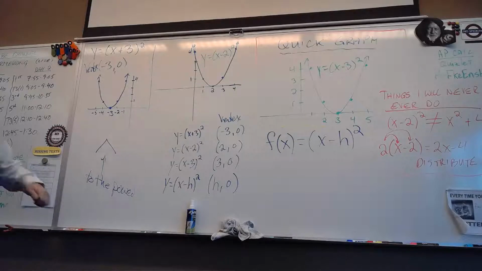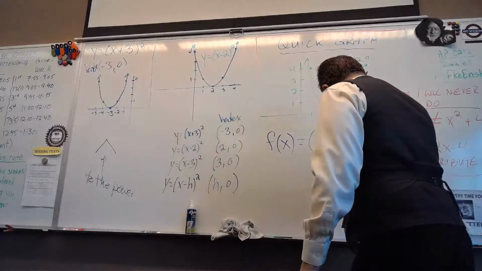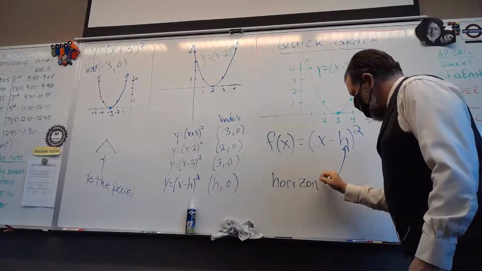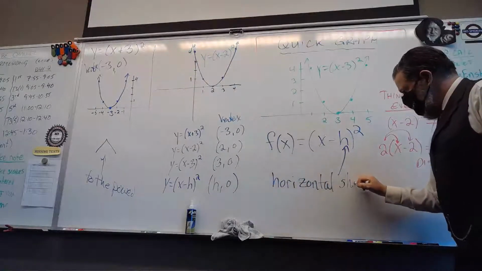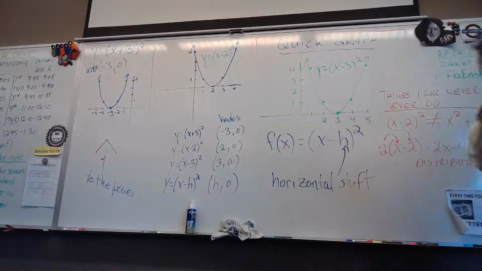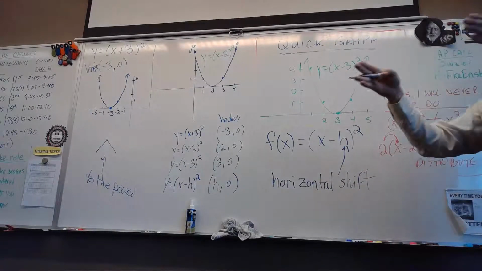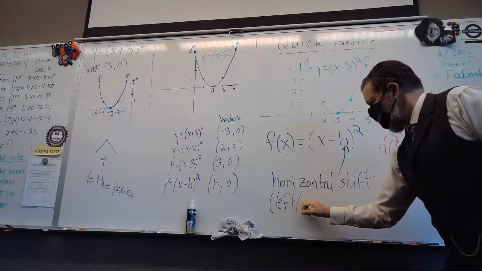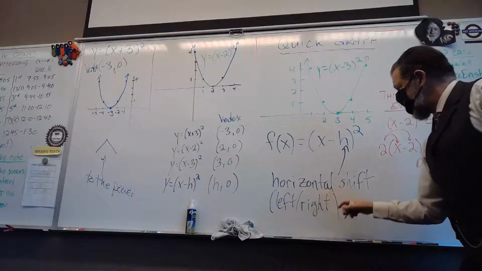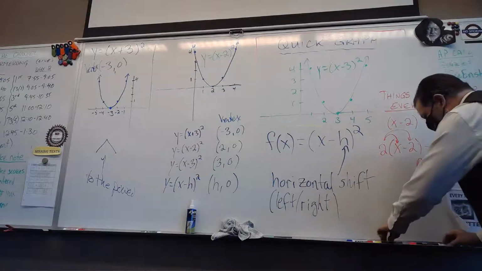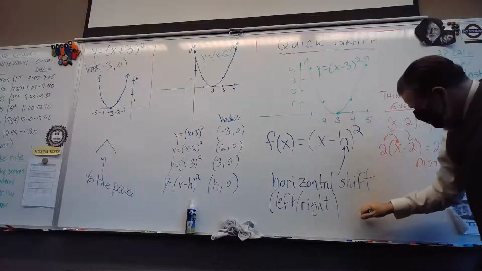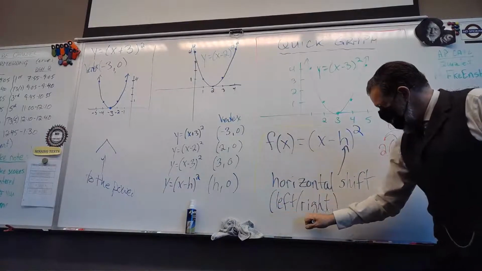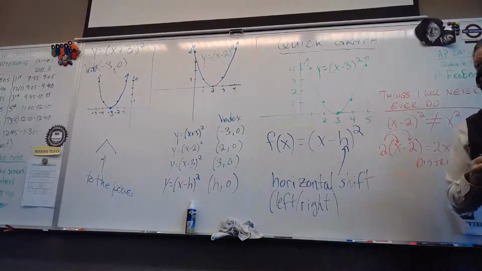We call this the horizontal shift. Because it takes the whole parabola and shifts it horizontally, left and right. Guys, I want you to write this down, and I want you to highlight it. My yellow highlighter is, okay, there it goes, now it's working. I want you to highlight that.